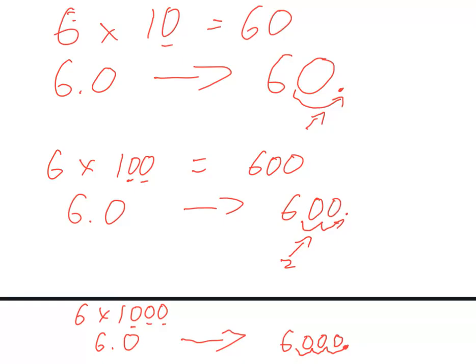Now let's actually test this out with some questions. So 3.67 times 1,000. In 1,000, we've got 3 zeros. So therefore 3.67, where the dot was between the 3 and the 6, I'm now going to move it 3 times to the right. 1, 2, 3. And then I'd put a 0 there, and my dot is at the end, so my answer is 3,670.